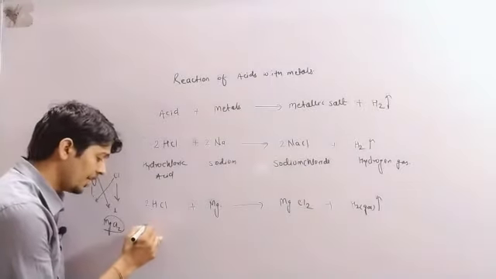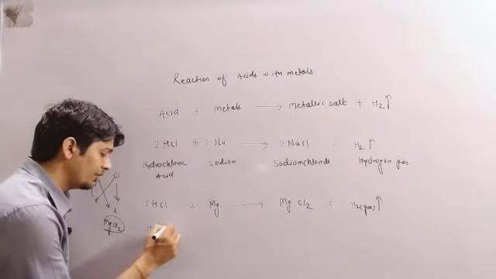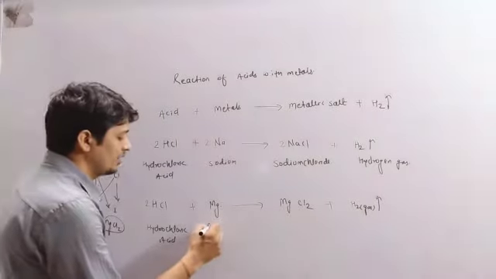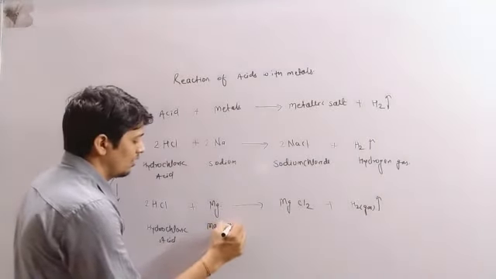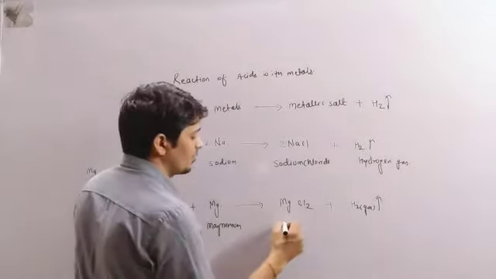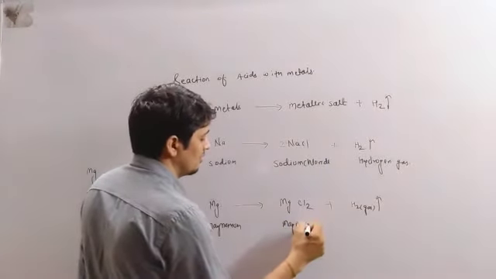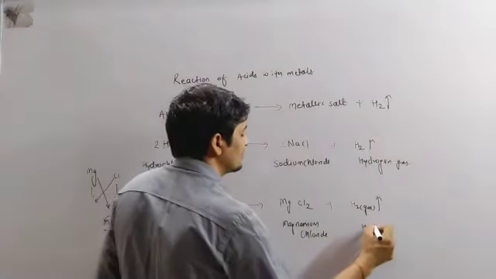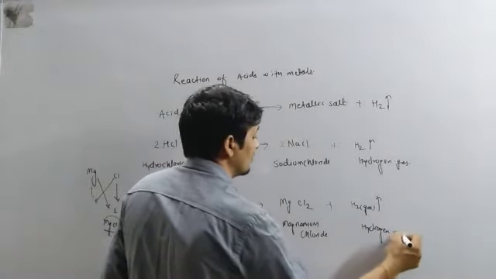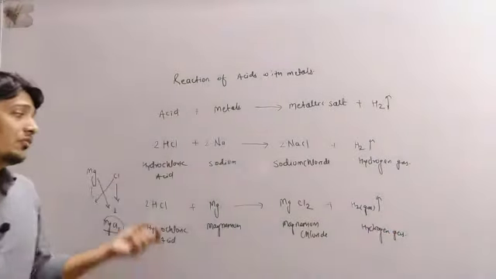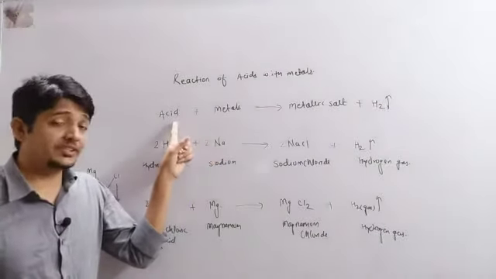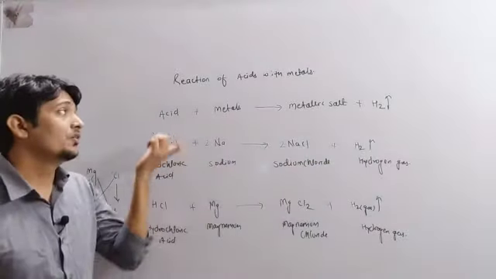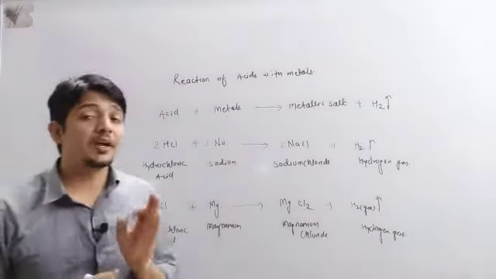So we have to write their names also. So it is hydrochloric acid, it is magnesium metal, magnesium, it is magnesium chloride, and hydrogen gas. So you have seen when generally metals react with acid, they form metallic salt along with hydrogen gas. Okay, so here we have completed the reaction of metals with acid.